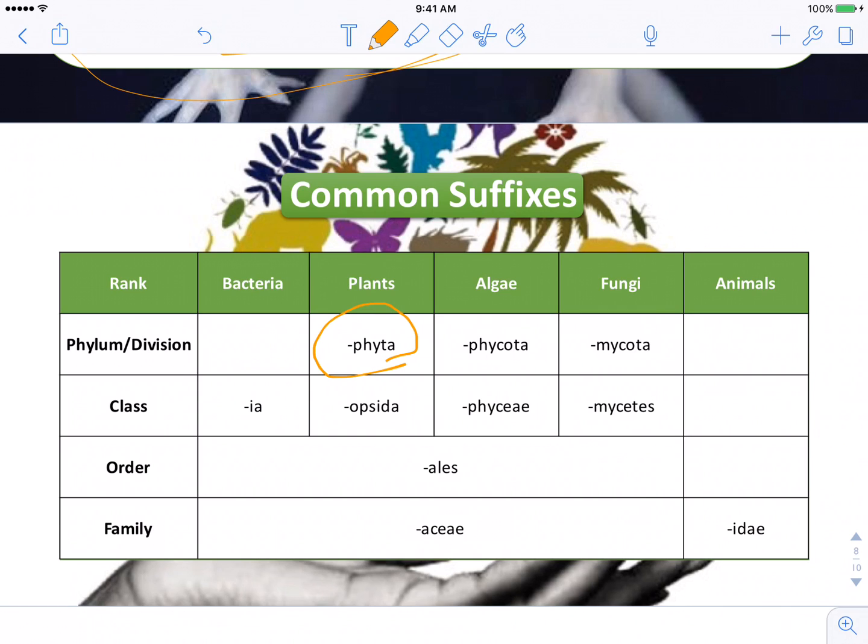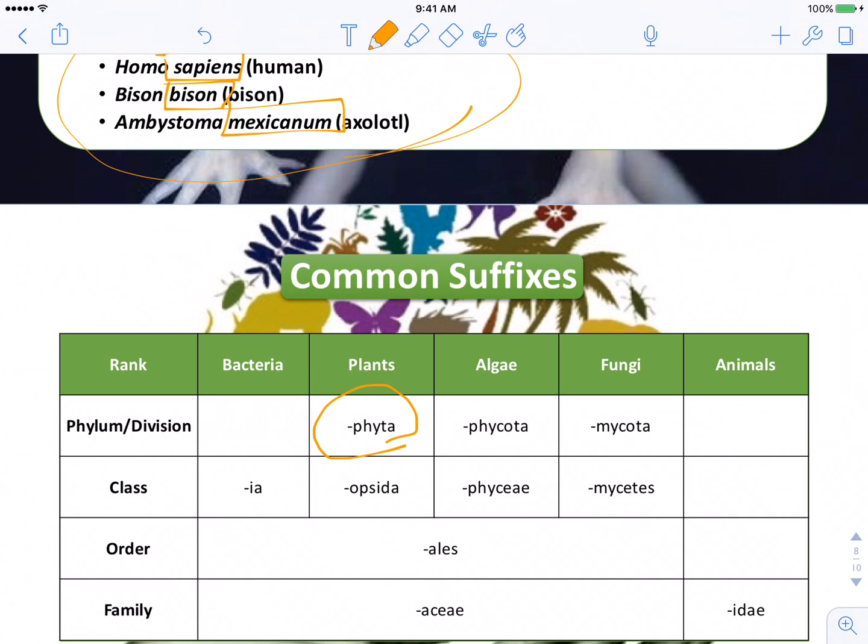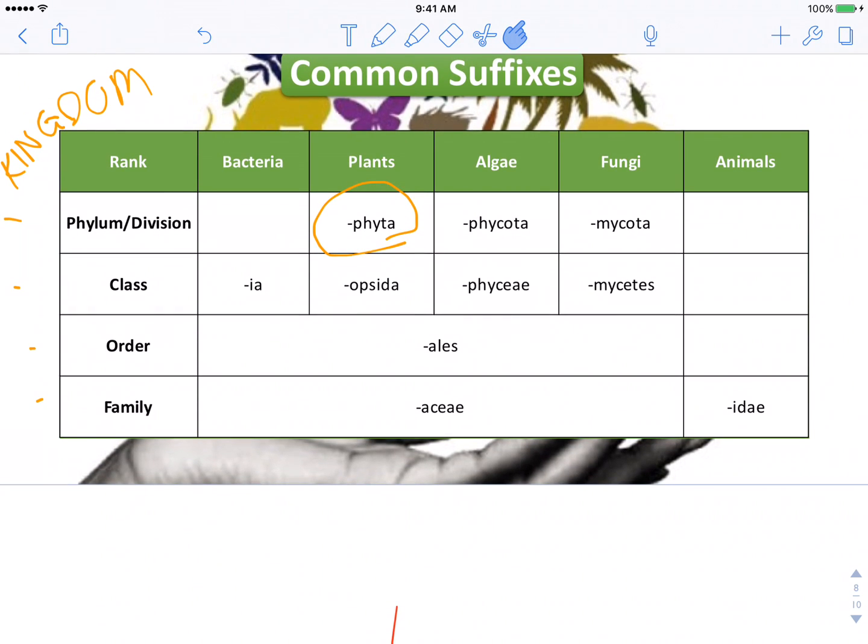Okay? Now if we were to draw the entire taxonomic pyramid, kingdom would be right about here. And then we have phylum, class, order, family, and then genus and species would come next, respectively. So now we have to deal with another example. So let's say we see a word that ends in mycetes. So we find mycetes on our chart.